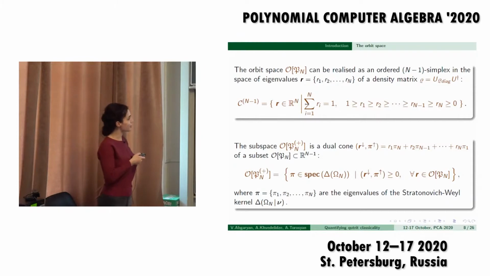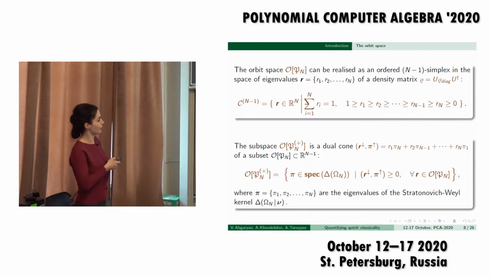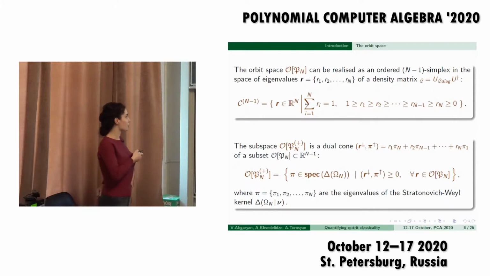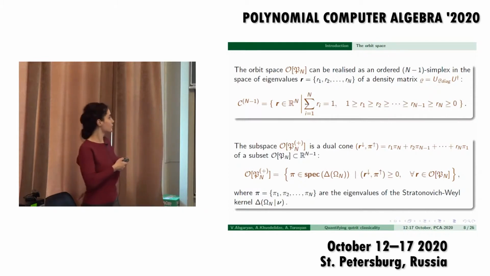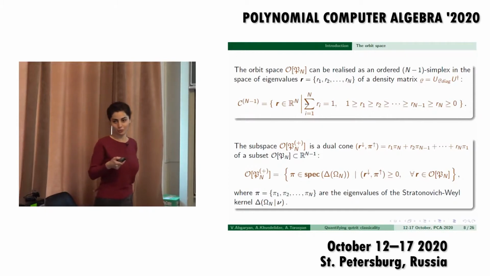And it turns out that the subspace OP can be written in this form. So you see R1 Pn plus R2 Pn minus 1, etc. And so this is the subset of the states with non-negative Wigner functions. So we have the subspace of the states with non-negative Wigner functions. We have the orbit space of all states. Now we should calculate the global indicator.